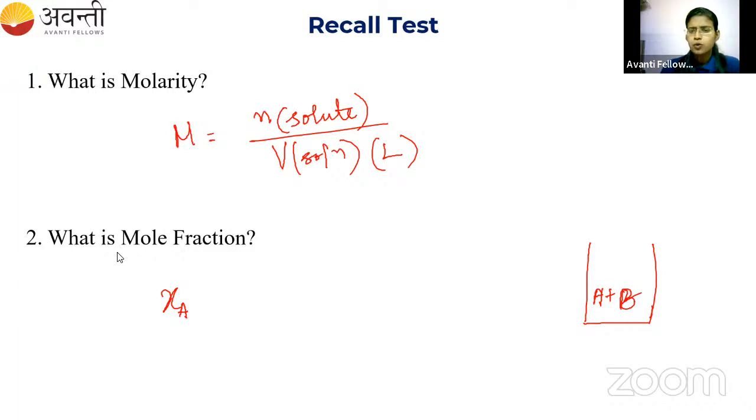Moles of A by moles of the solution. Na by, very good, Rukmini. Great, great. Very good. So many of you are giving me the correct answer. Mole fraction is nothing but the number of moles of that particular component divided by the total number of moles. Here I have only 2 components, so the total number of moles will be Na plus Nb. This is the formula to find the mole fraction of A.